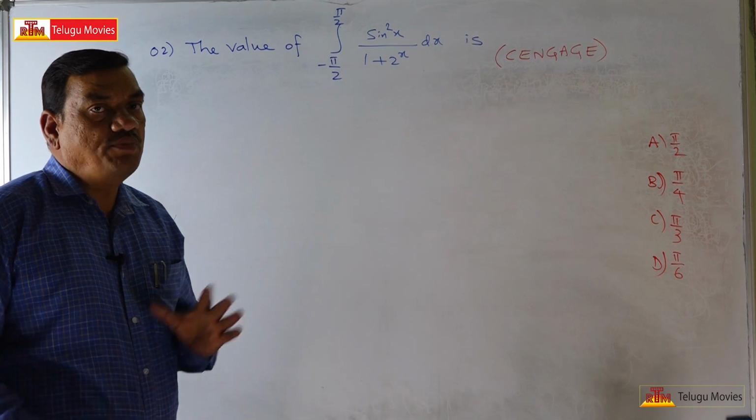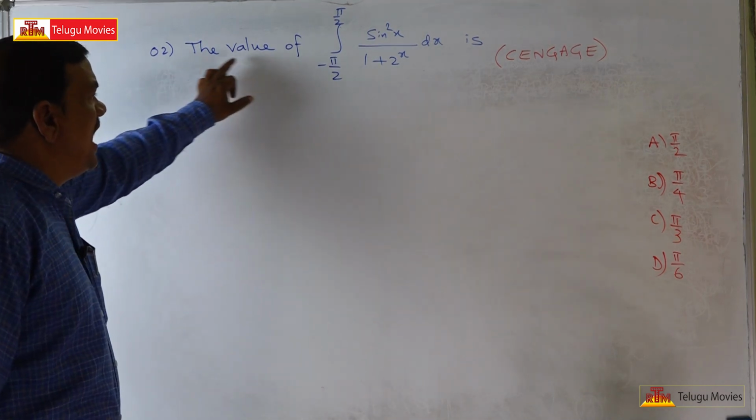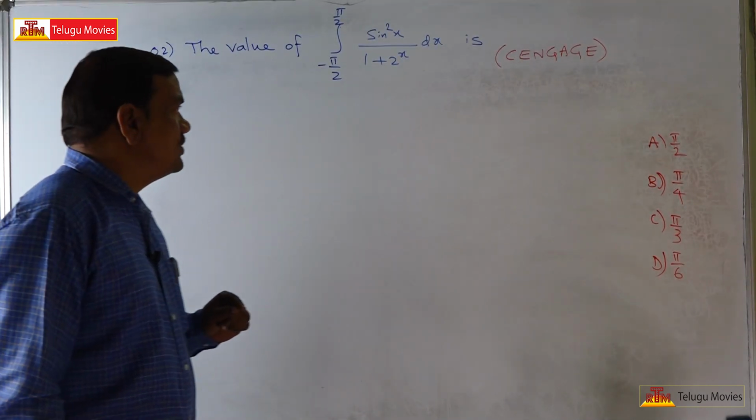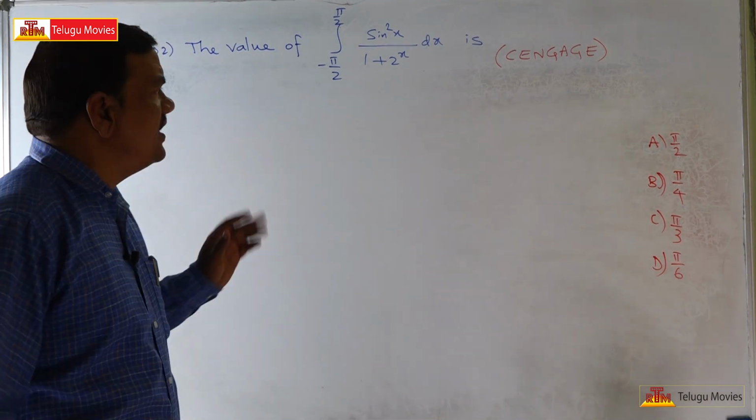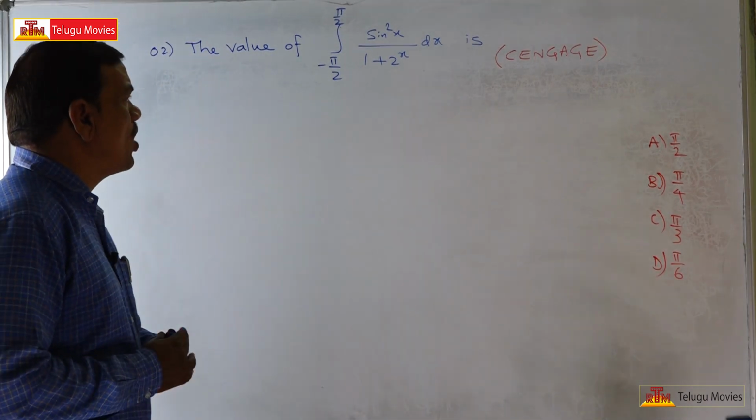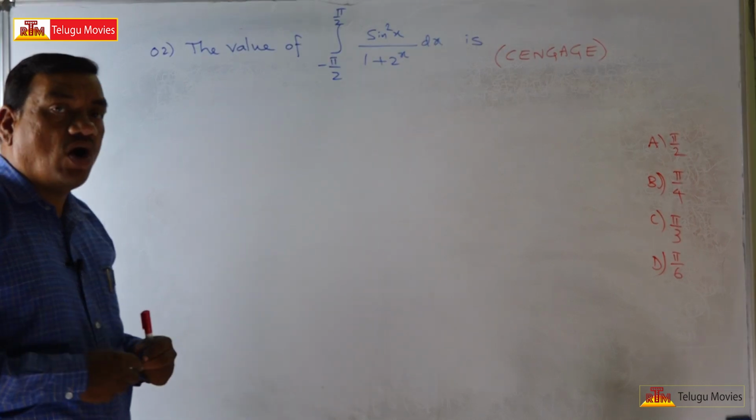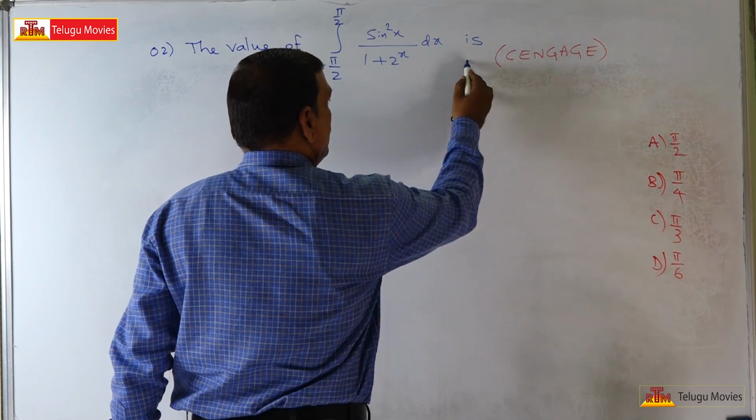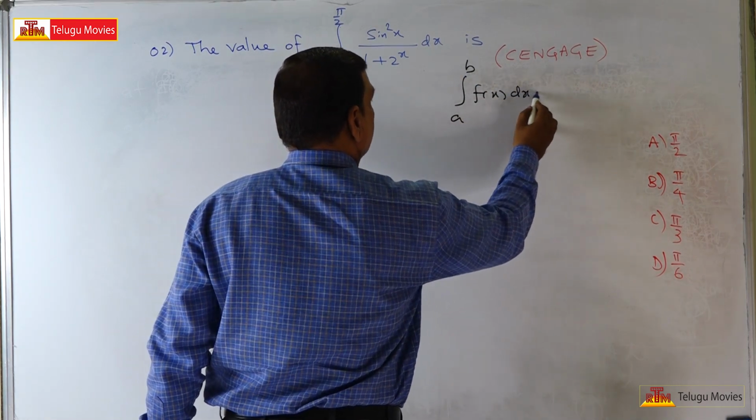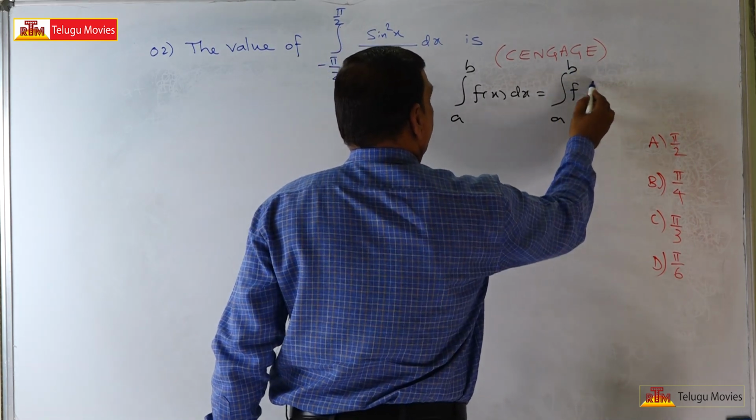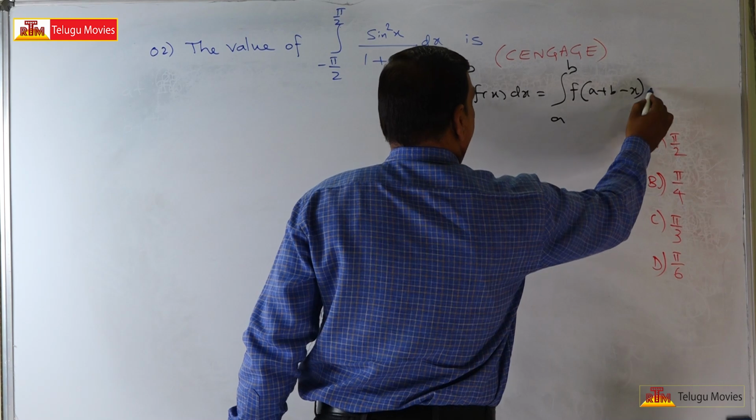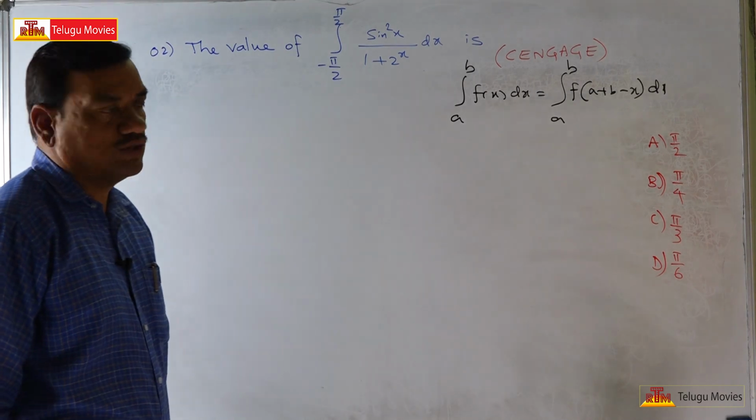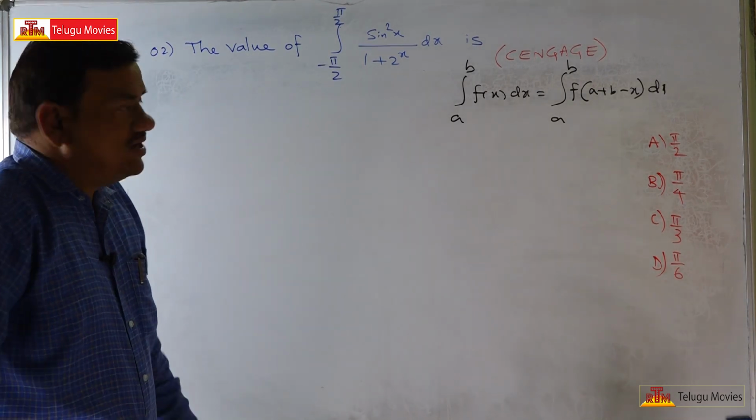Dear students, welcome to second problem. The value of integral minus pi by 2 to plus pi by 2 sin square x by 1 plus 2 power x dx is. So very, very easy problem. Whenever this type of problem comes, immediately you think of one property in definite integration, that is integral a to b f of x dx is same as integral a to b f of a plus b minus x dx. If you know the property, the problem is very, very easy.